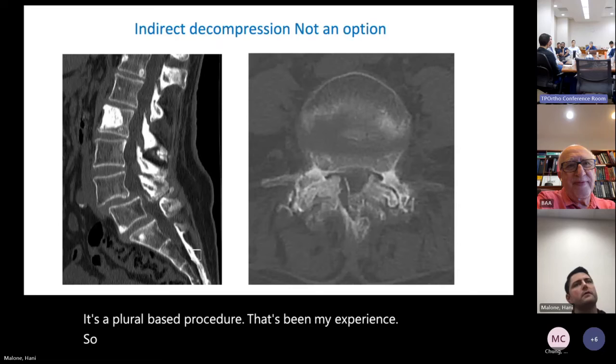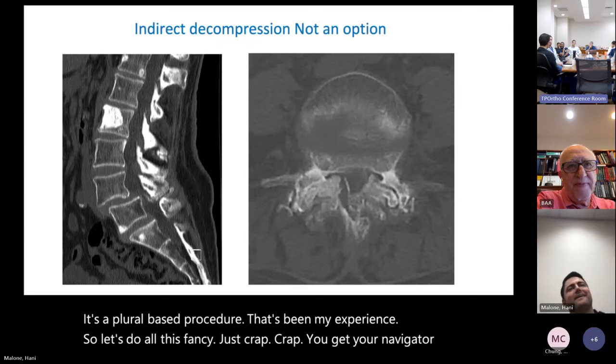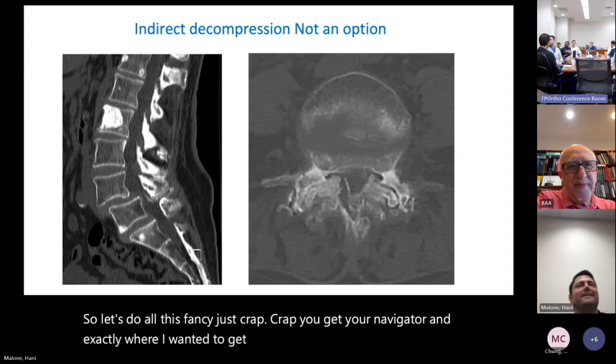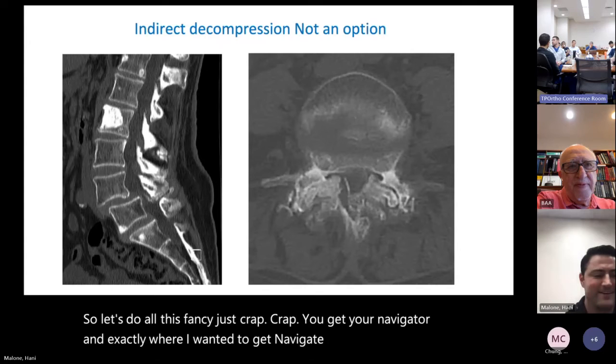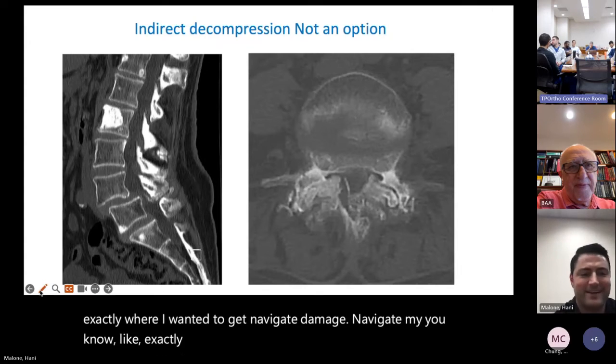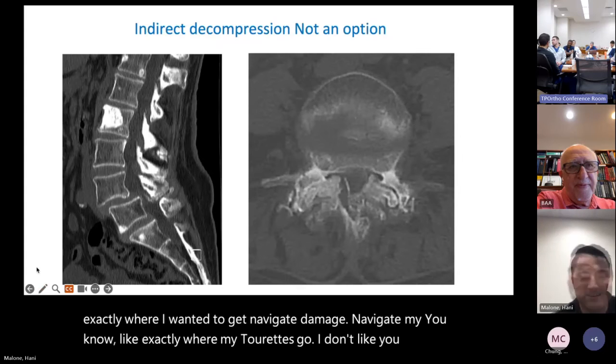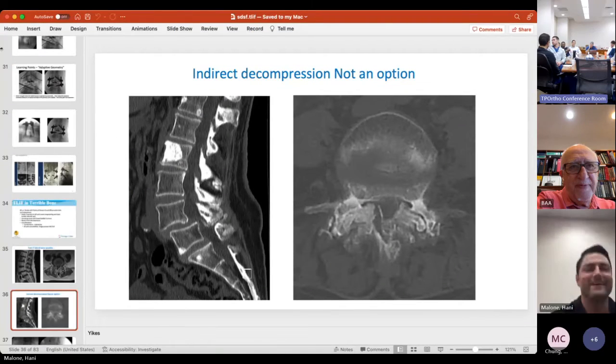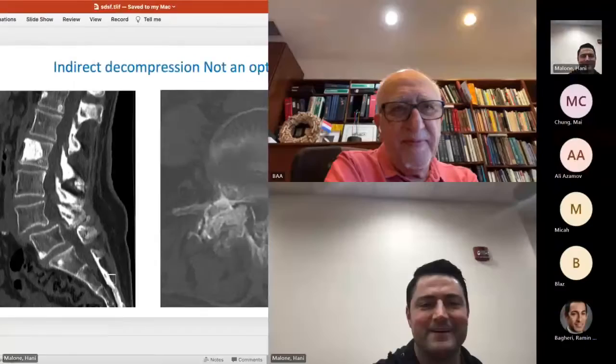So let's do all this fancy disc prep and get it navigated. I know exactly where I want to get it. I'm going to navigate exactly where my curettes go. I'm going to be able to stick this big, fat piece of metal into this space that has zero room for bone graft.